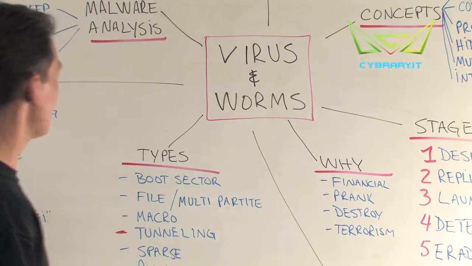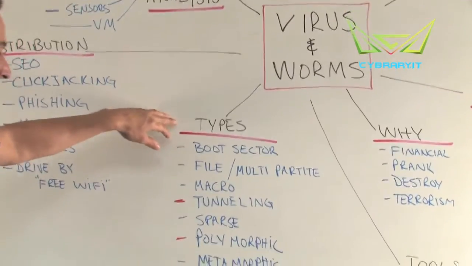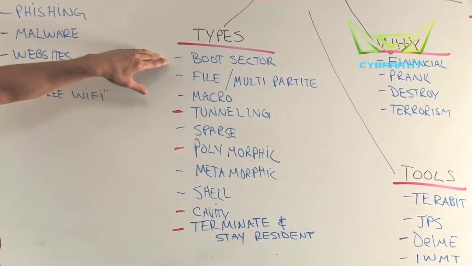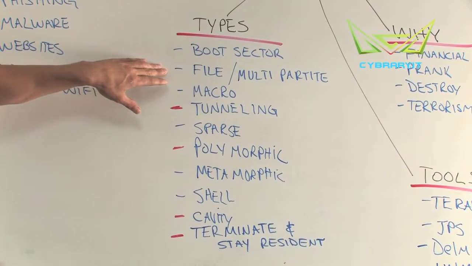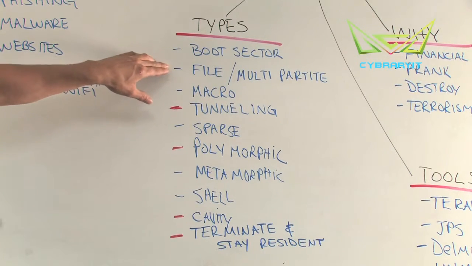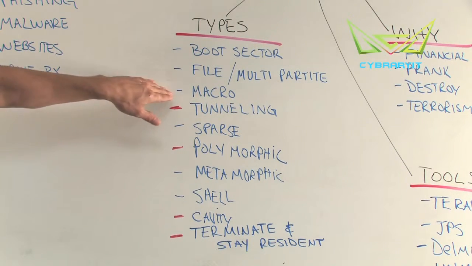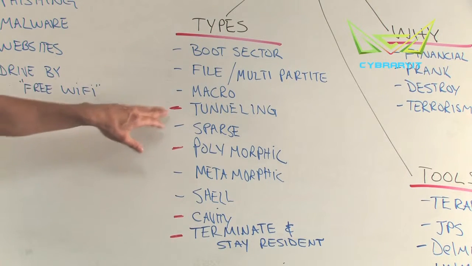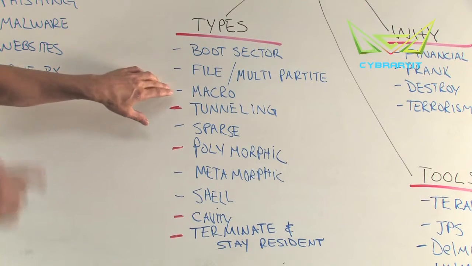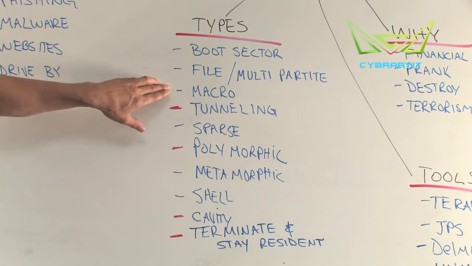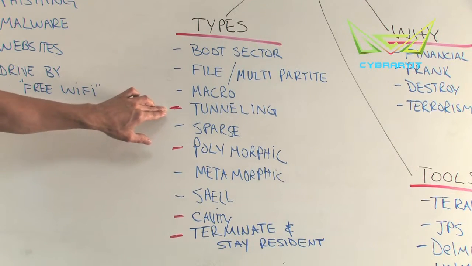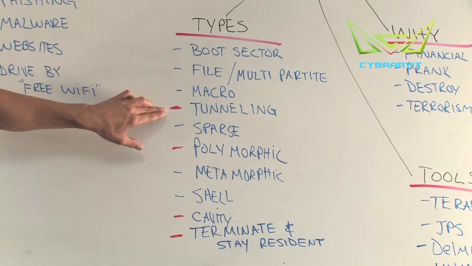Okay? Let's talk about the different types of viruses and worms, okay? There's boot sector viruses that infect the boot sector. There's file or multi-partite, which not only infect the boot sector, but also infect the partition tables and things like that. There's your old classic macro virus. The ones in red here are more modern techniques, where macro is a little traditional. It's been around for probably decades now, but the new latest and greatest are tunneling concepts, like tunneling through ICMP or tunneling through HTTP or tunneling in general.